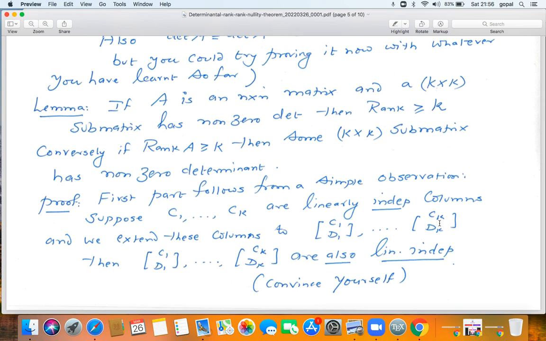Now, what I'm saying is that if C1, C2, Ck are linearly independent, then these are also linearly independent. That is, if I increase the size of the columns, it's still going to be linearly independent. Are you convinced? Suppose there exist scalars A1, A2, AK such that A1 times C1 D1 plus A2 times C2 D2 plus AK times CK DK is 0. Then in particular, that would mean A1 C1 plus A2 C2 plus AK CK is 0. But C1, C2, CK are given to be linearly independent. So A1, A2, AK must be 0. So that's what we wanted to prove.